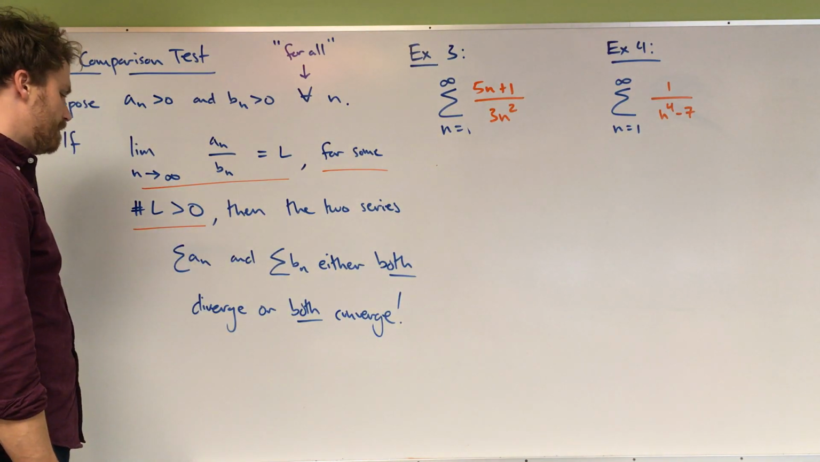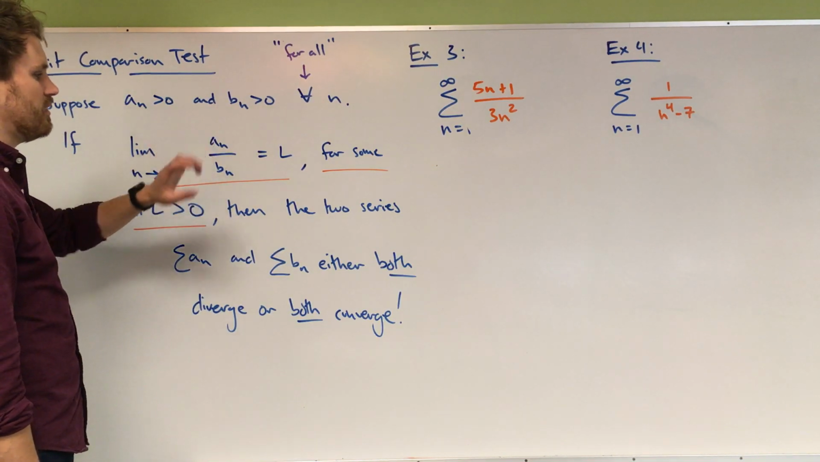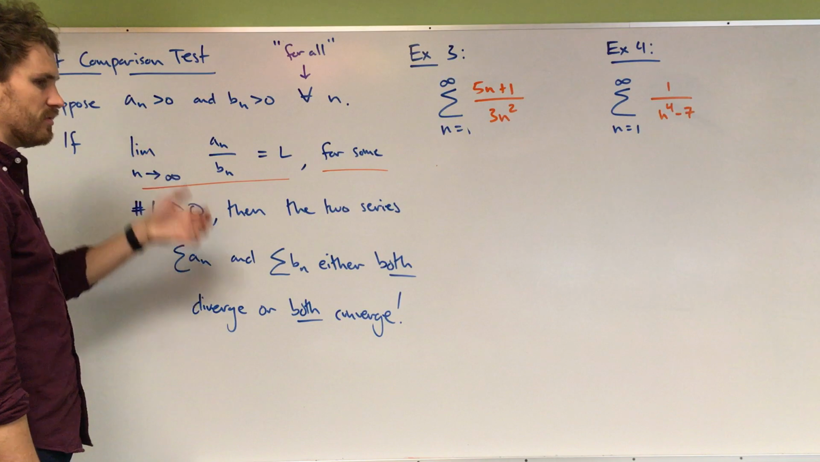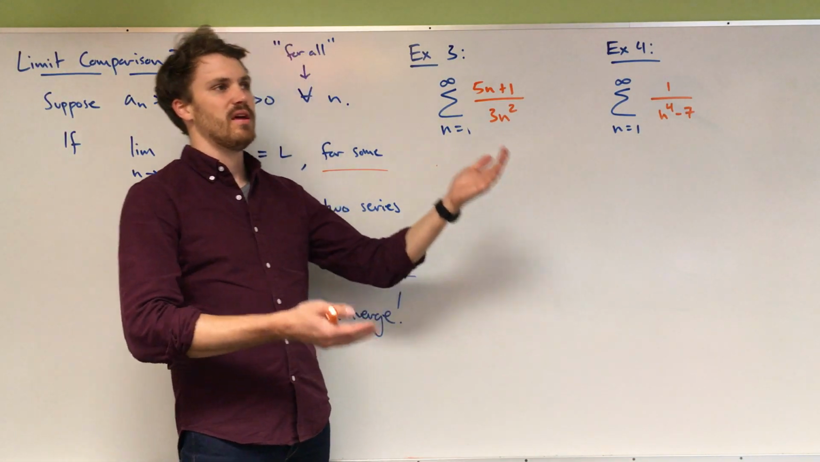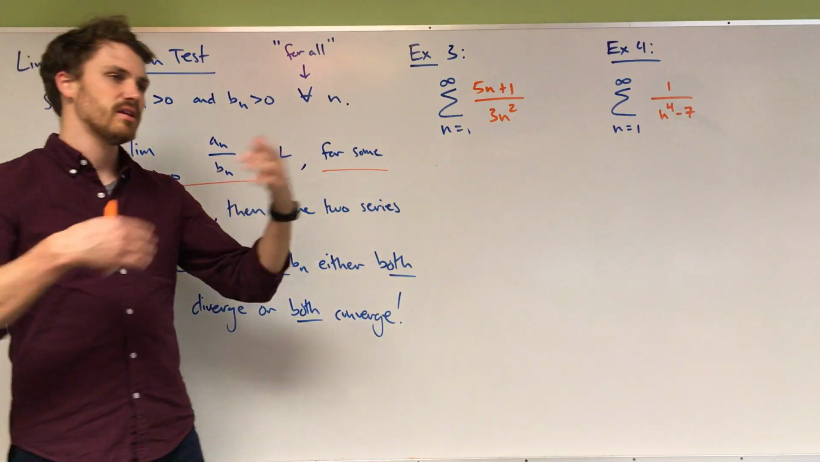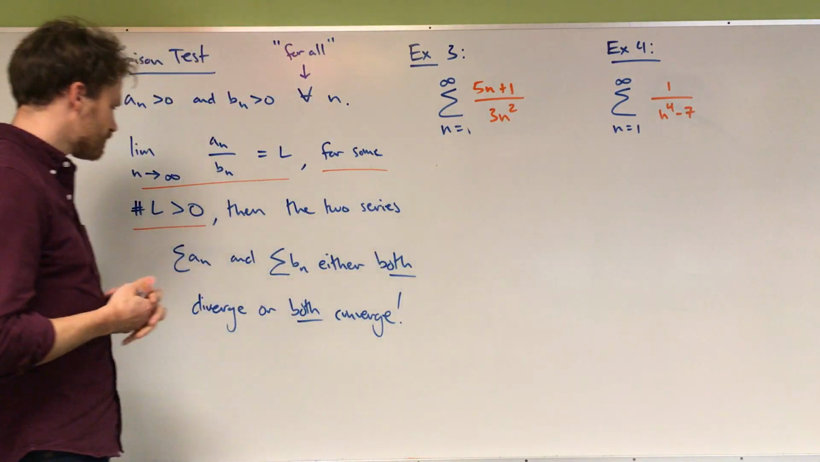And that's really lovely because that tells us basically that our intuition is true, that if something looks like it's going to behave like 1 over n, then it probably is. And if something looks like it's going to behave like 1 over n squared, then it probably is.